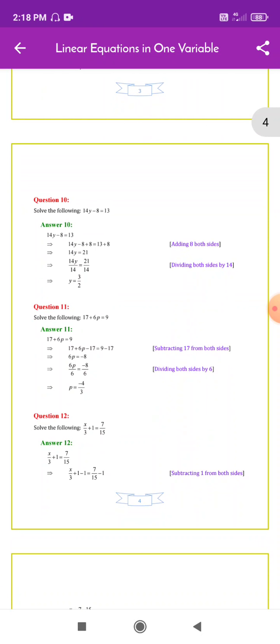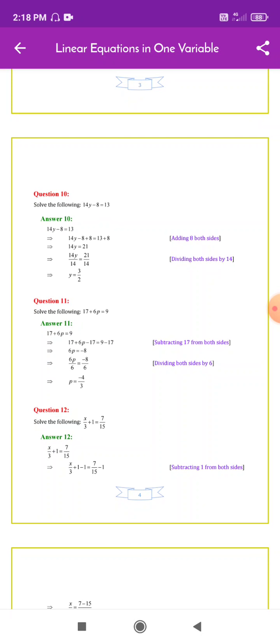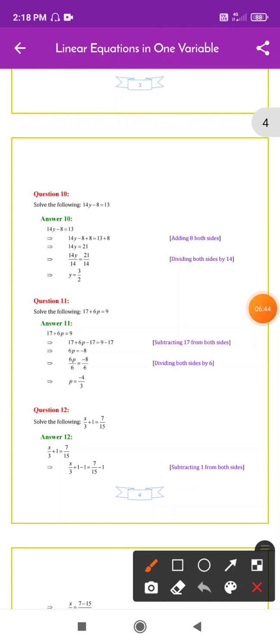Question number 10 is also very easy, students. Here also minus 8 is given in the question: 14y minus 8 is given. So we have to add 8 to both the sides. After the addition, what will we get? That is 14y equals to 21. Now what do we have to do? See here, it is 14y equals to 21.